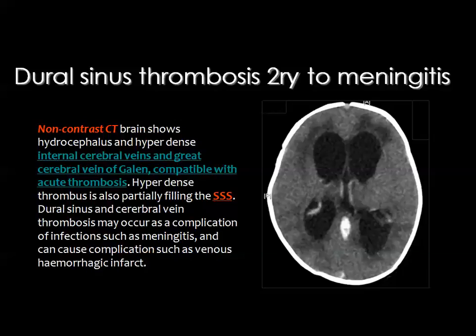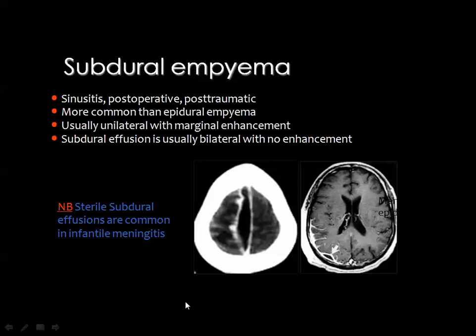And this is a thrombosis of the internal cerebral veins as well as the vein of Galen. If you see this study, which is performed without intravenous contrast injection, you can appreciate the hyperdensity of the vein of Galen, also the hyperdensity of the internal cerebral veins, and there is some hyperdensity in the region of the superior sagittal sinus in a patient with meningitis and obstructive hydrocephalus. These are due to acute thrombus.